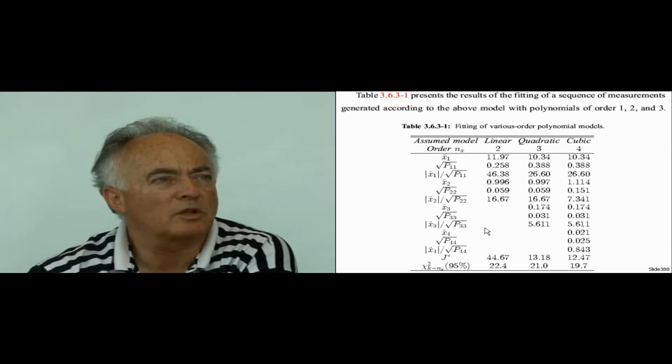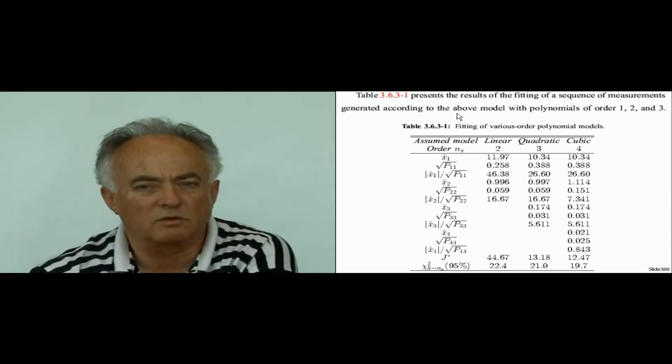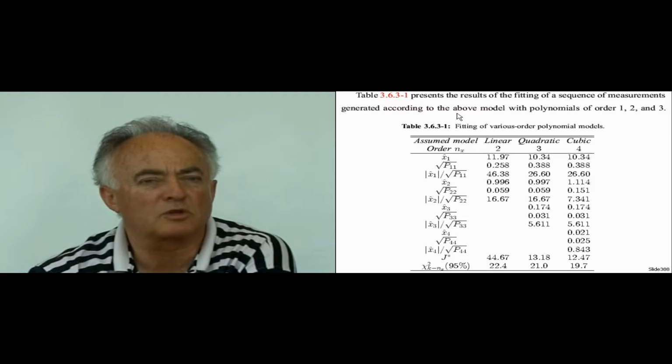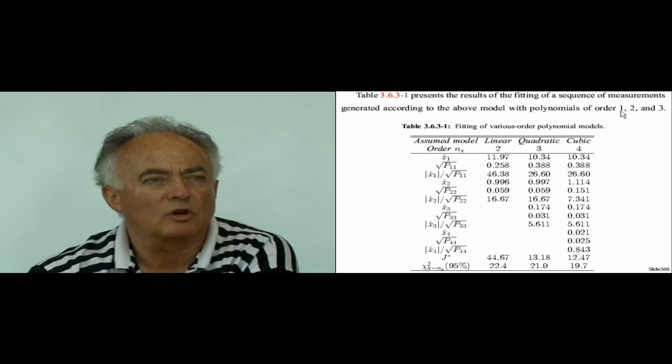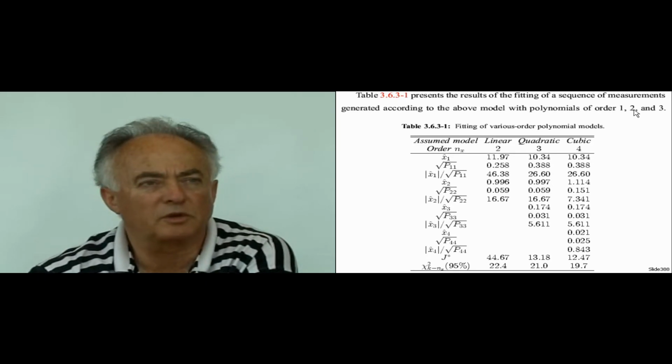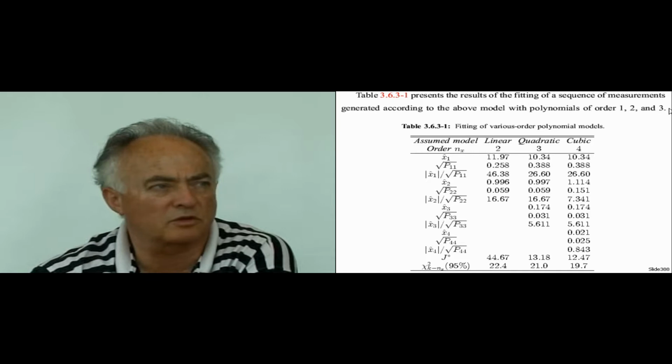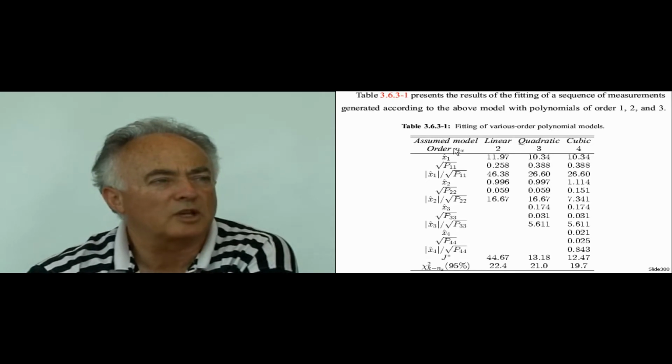Now, here is a table that shows the results of fitting a sequence of measurements generated, and this is a single sequence now. From one sequence of measurements, we should be able to reach a conclusion. And we have the option of using a first-order polynomial, that's 2 coefficients, second order, 3 coefficients, third order, 4 coefficients. So the assumed order n_x is 2, 3, 4. That's a linear, quadratic, cubic motion model.